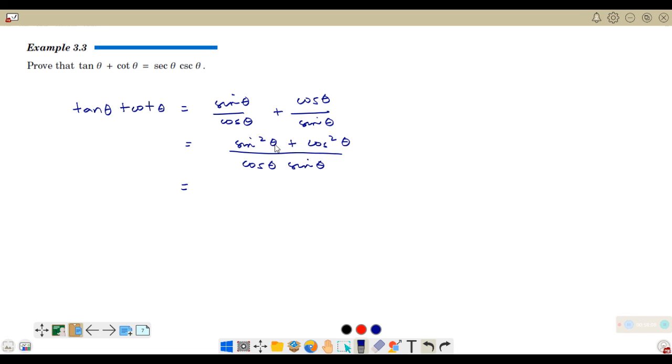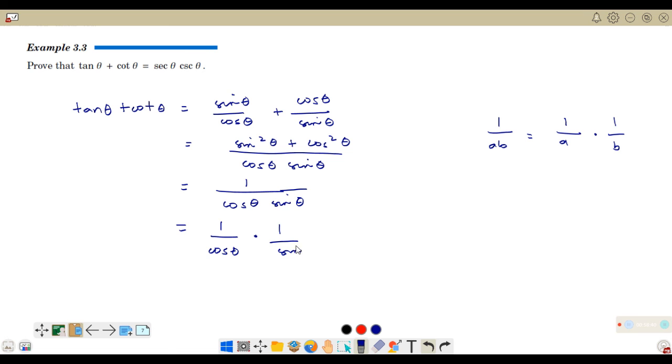So this is now equal to, okay, saan equal si sine squared theta at saka si cosine squared theta? That is equal to 1. 1 na lang siya. Over cosine theta sine theta. Ngayon, ibukod natin tong dalawang to. Reverse tayo ng multiplication ng fraction. So, if you have 1 over AB, this can be separated into 1 over A times 1 over B, right? So, we can write this as 1 over cosine theta times 1 over sine theta.